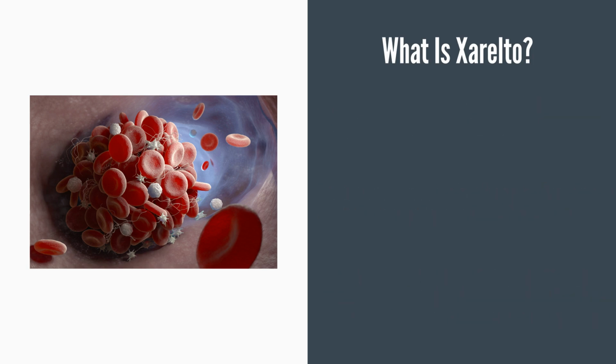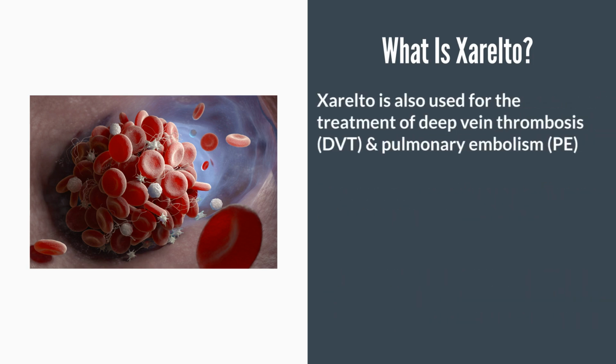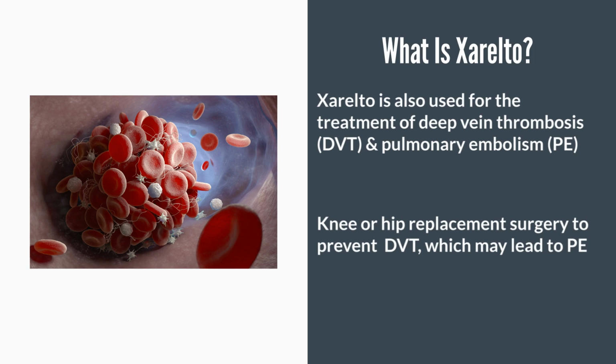Xarelto is also used for the treatment of deep vein thrombosis or pulmonary embolism, and also to reduce the risk of their recurrence. Now, thrombosis is very similar to embolism. The difference is that with thrombosis, the blood flow to the area is not completely shut off, but the flow is reduced. So deep vein thrombosis is a situation where a thrombus forms in the deep veins, usually in the legs. Xarelto may also be given to patients undergoing knee or hip replacement surgery to prevent deep vein thrombosis, which may eventually lead to a pulmonary embolism.